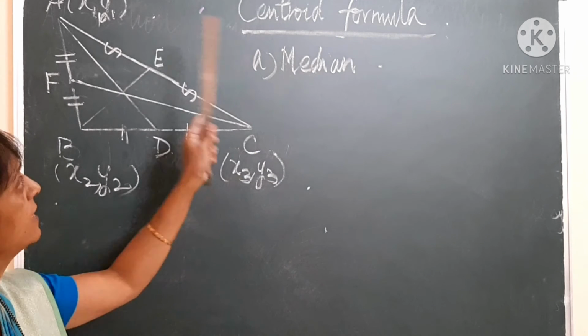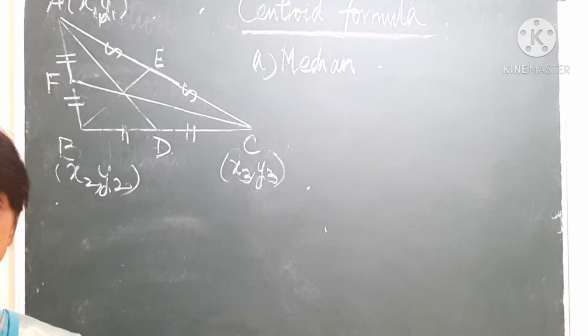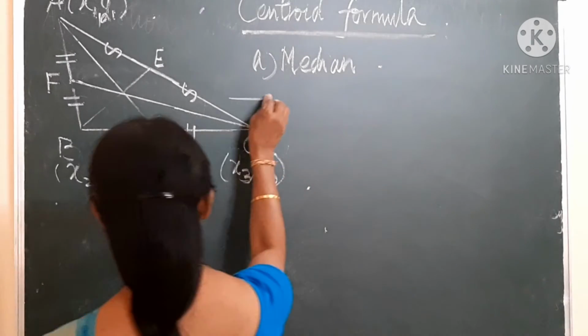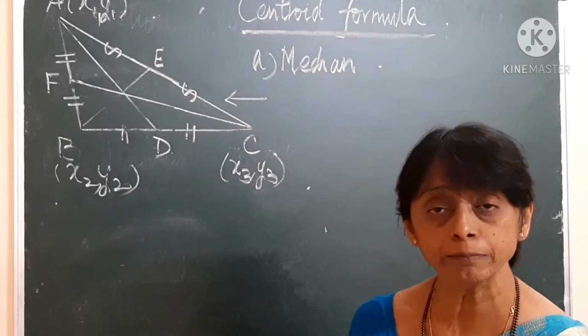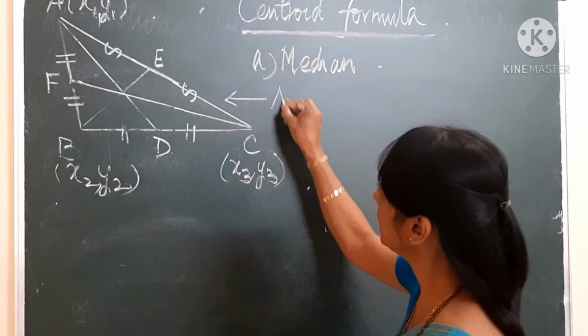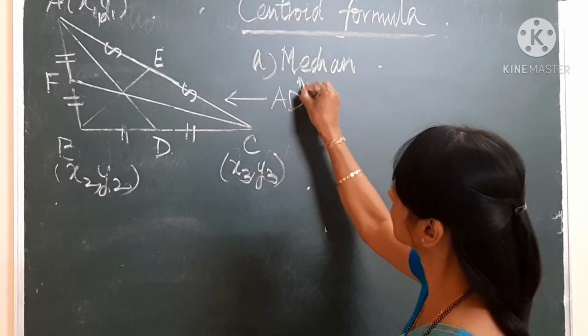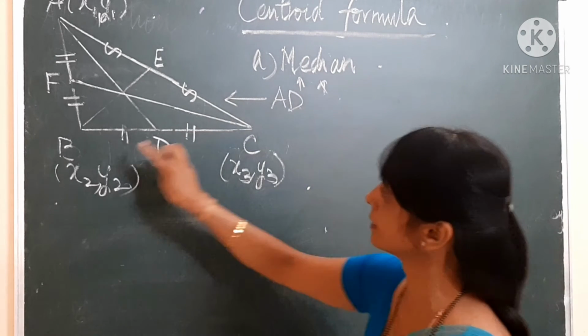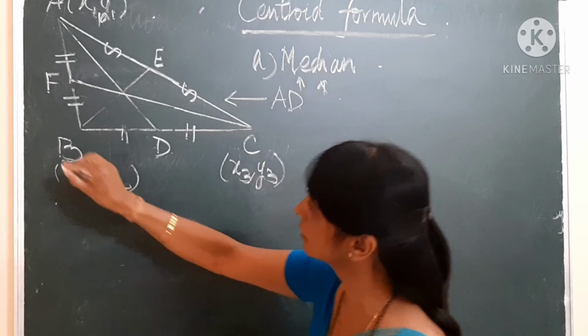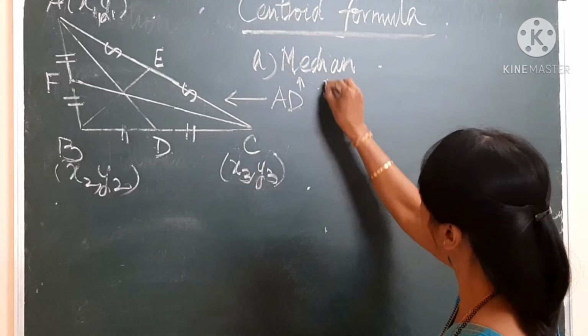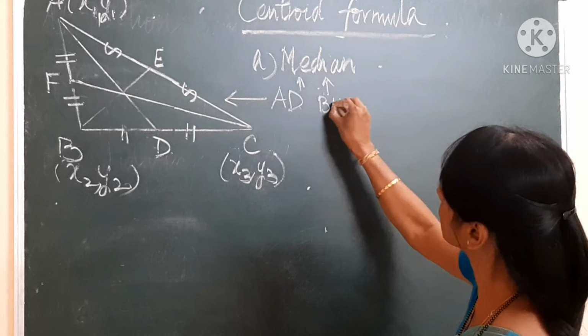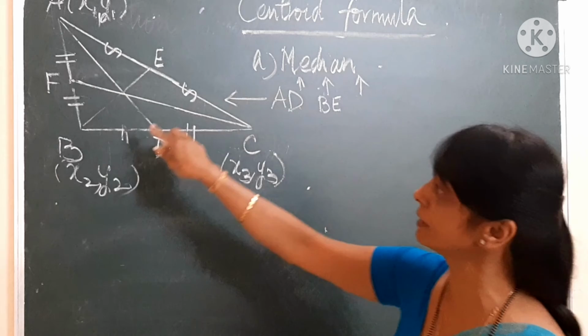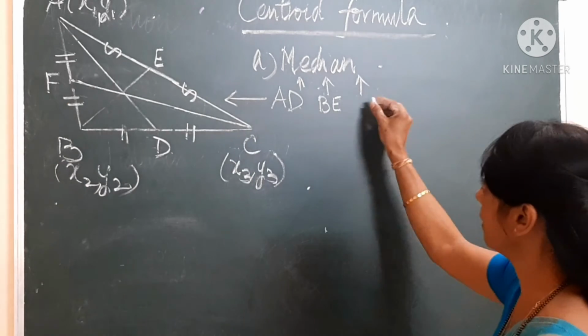So how many medians does a triangle have? A triangle has 3 medians. In this particular case, what are the names of the medians? They are AD. The second one is BE. And the third median of the same triangle is CF.